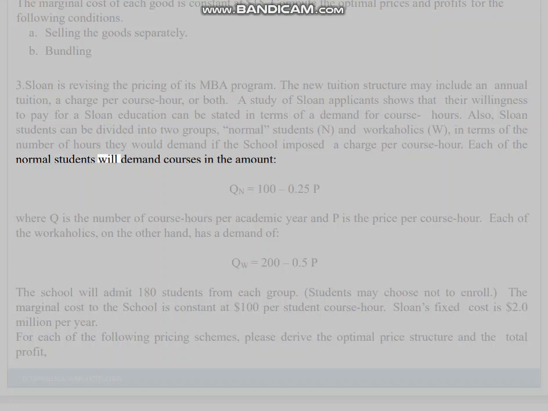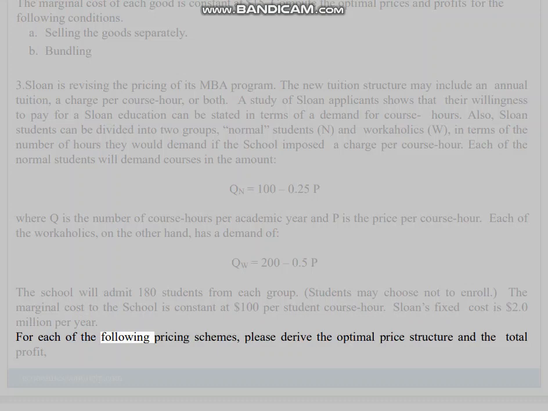Each of the normal students will demand courses in the amount QN = 100 - 0.25P, where Q is the number of course hours per academic year and P is the price per course hour. Each of the workaholics, on the other hand, has a demand of QW = 200 - 0.5P. The school will admit 180 students from each group. Students may choose not to enroll. The marginal cost to the school is constant at $100 per student course hour. Sloan's fixed cost is $2 million per year.